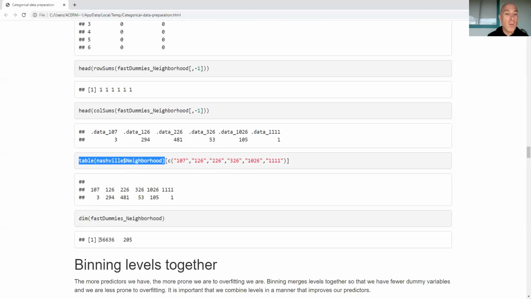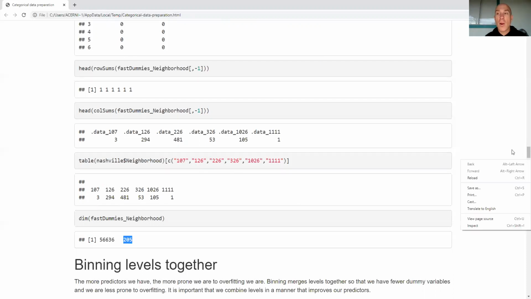And here's my dimensions. All right, so this created 205 columns for me. 204 dummy variable columns. If I removed a level, it would be 203. That's a lot. That's a lot for the size of data. That would make me very prone to overfitting. Do I want to proceed with this?